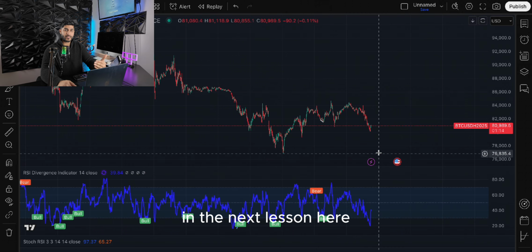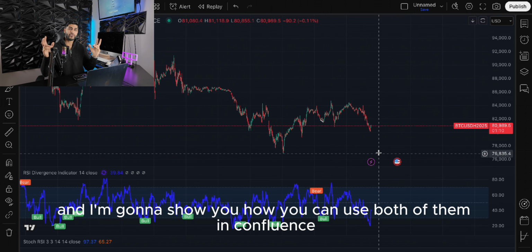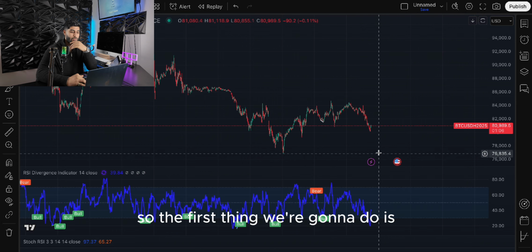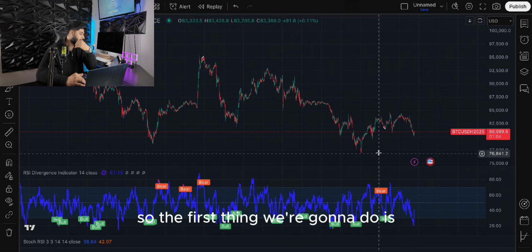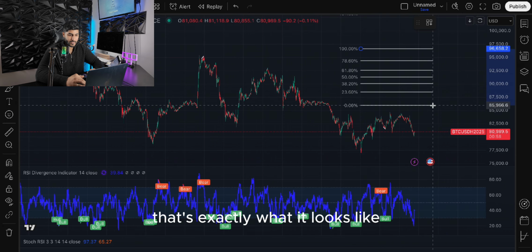In the next lesson here, I'm going to show you how to use Fibonacci retracement, and I'm going to show you how you can use both of them in confluence. So far, RSI and Fibs. So the first thing we're going to do is I'm going to show you what a Fibonacci retracement tool looks like. That's exactly what it looks like.